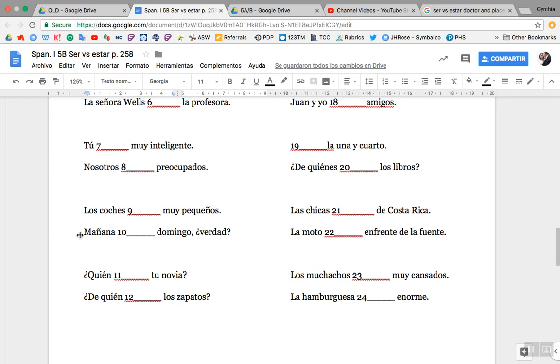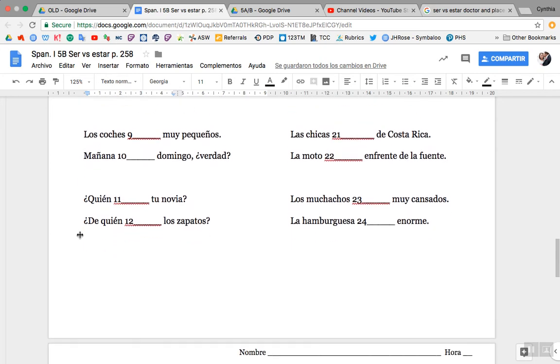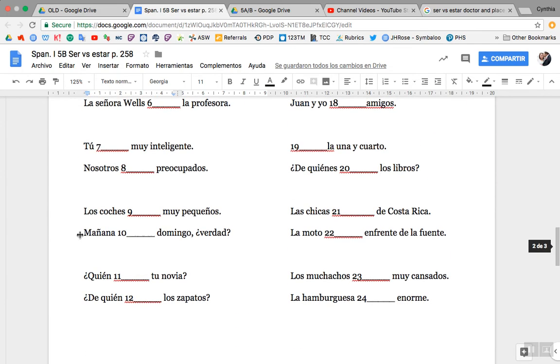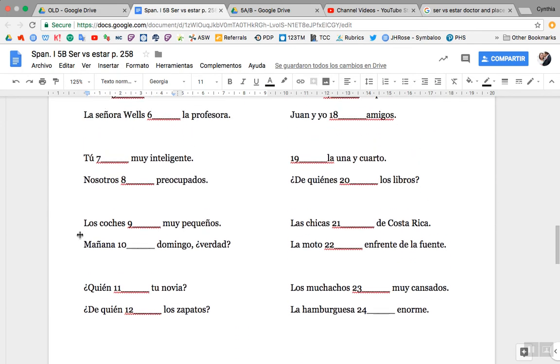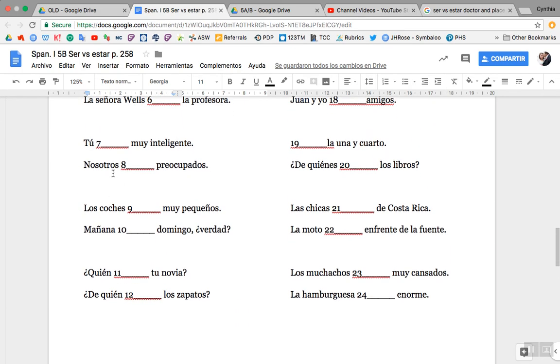All right. Go ahead and try the rest, pause it, and come on back. All right. Nosotros, we're very worried. Nosotros estamos. Los coches son muy pequeños. The cars are very small. Mañana es domingo, ¿verdad? Tomorrow is Sunday, right?